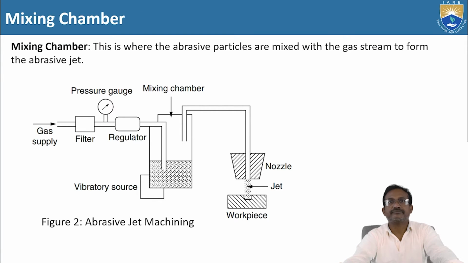Mixing chamber. This is where the abrasive particles are mixed with the gas stream to form the abrasive jet. So abrasive particles will come from the hopper, while the gas stream will be supplied through this gas supply unit.